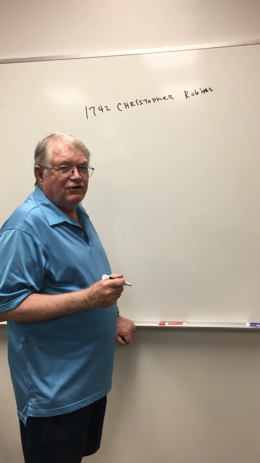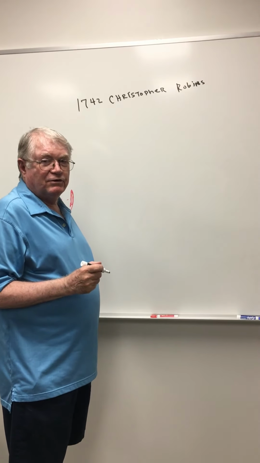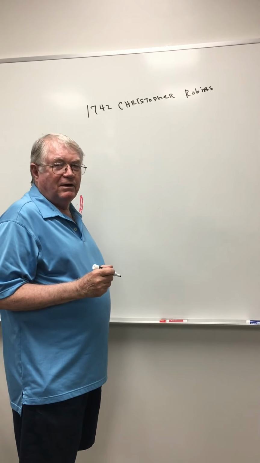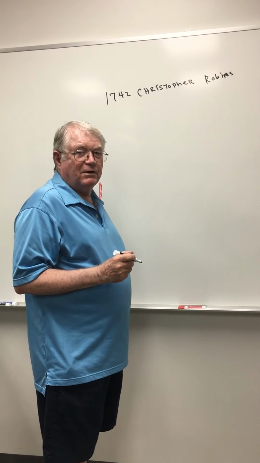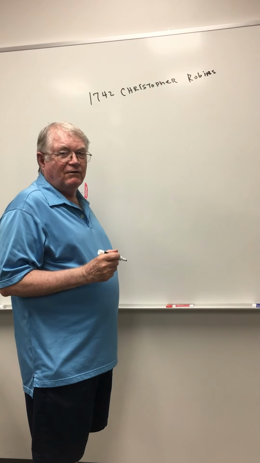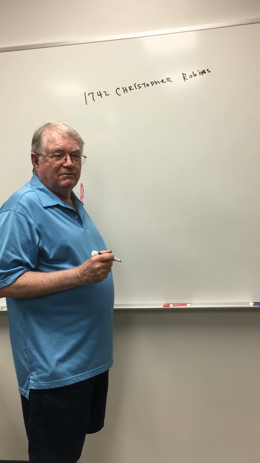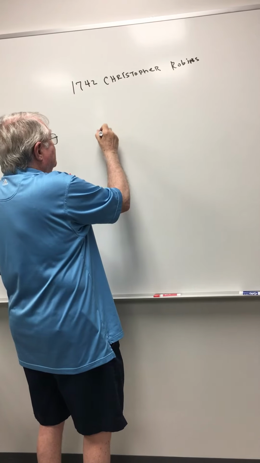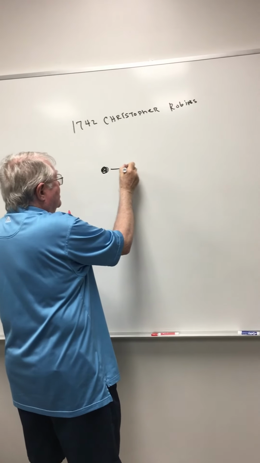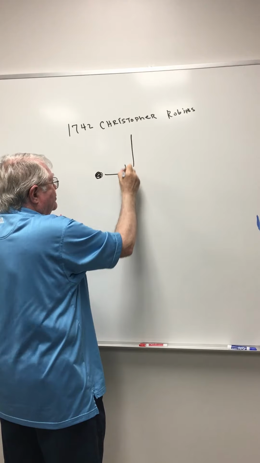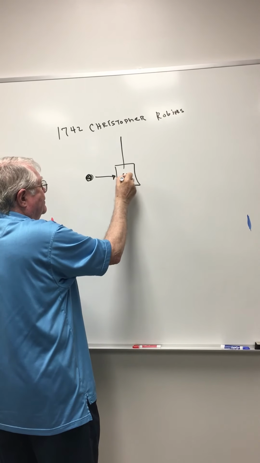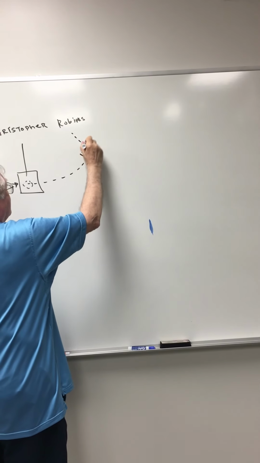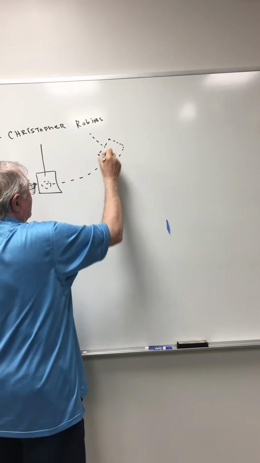In 1732, an Englishman by the name of Christopher Robbins invented a device called a ballistic pendulum, which allowed a person to measure the speed of a bullet fired from a gun. The diagram is in your lab notes, and it looks like this. A bullet is fired from a gun, goes into a pendulum, and once it enters the pendulum, it swings up to a certain height.